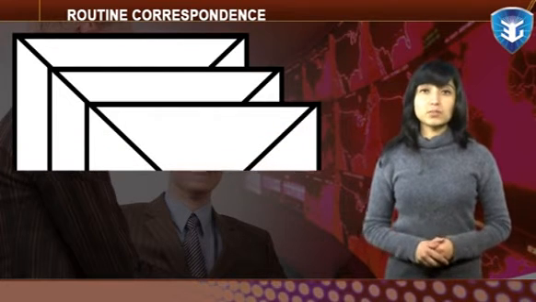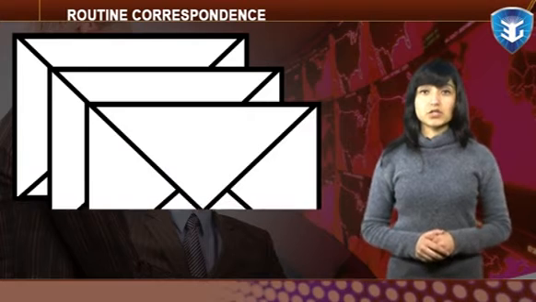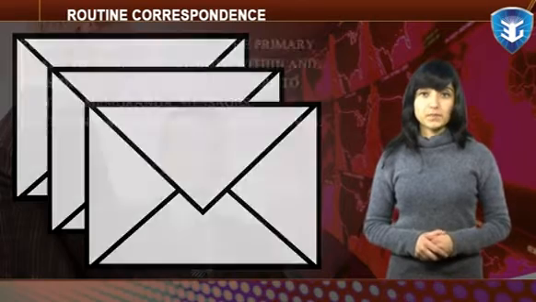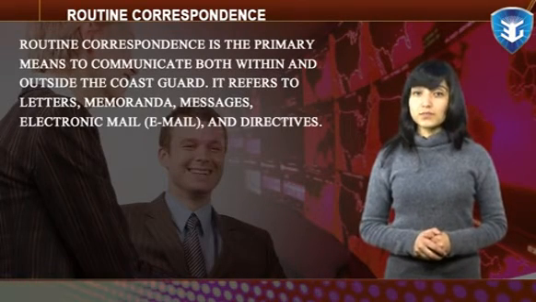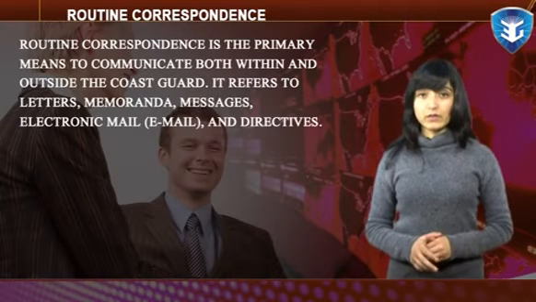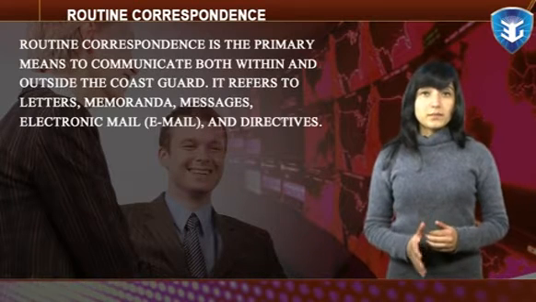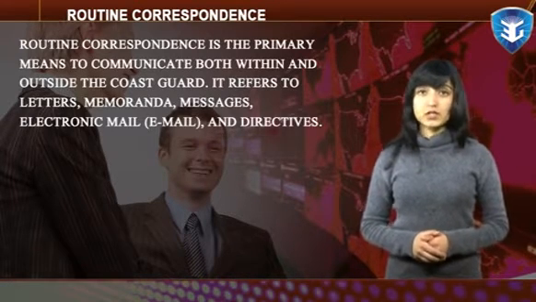Including correspondence from various individuals, companies and organizations requesting information pertaining to agency and legal interpretations and other miscellaneous inquiries. This correspondence is informative. Routine correspondence is the primary means to communicate both within and outside the Coast Guard. It refers to letters, memorandum, messages, electronic mail, and directives. Since most of our communications are conducted through the written word, it is important to compose correspondence that is cordial, responsive, correctly written, and concise.